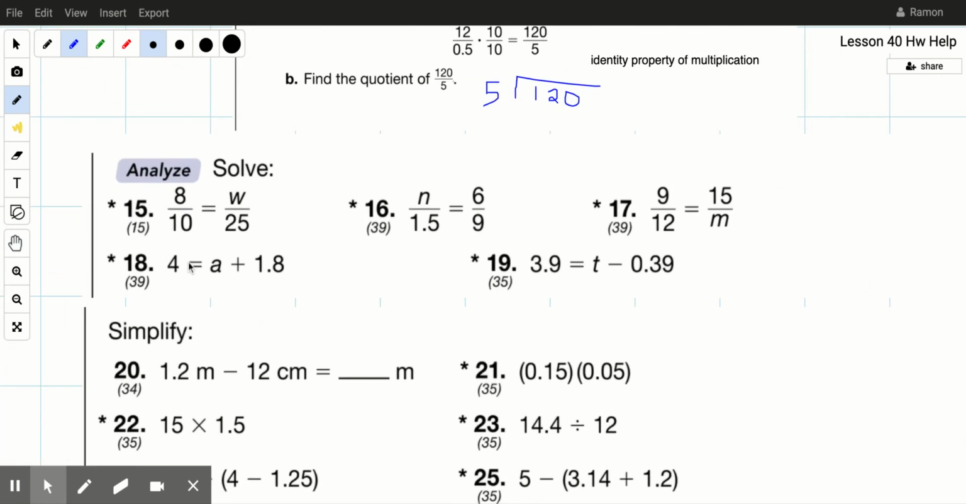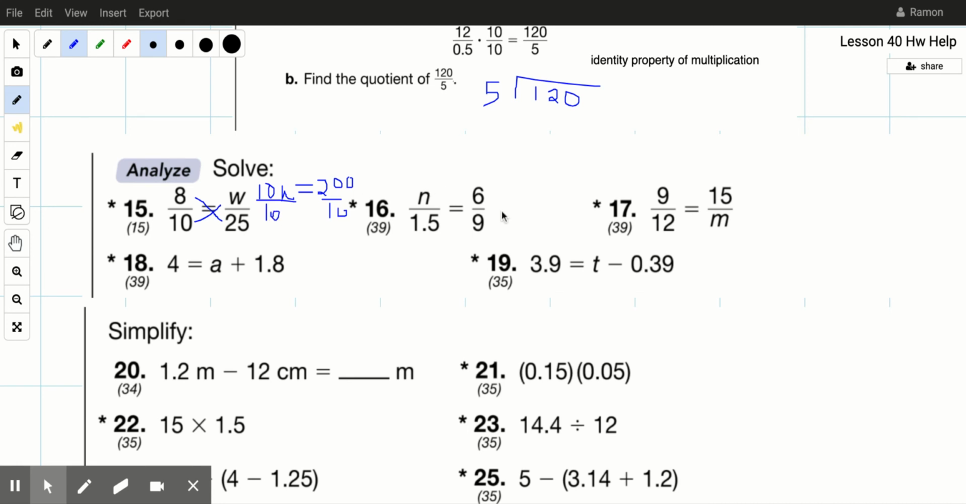15, solve. So this is cross multiplication. We're going to have 8 times 25 equals 10W. 8 times 25 being 200. 8 times 5 is 40. 8 times 20 is 160. 160 plus 40 is 200. And then we're going to use the inverse operation to solve for W.